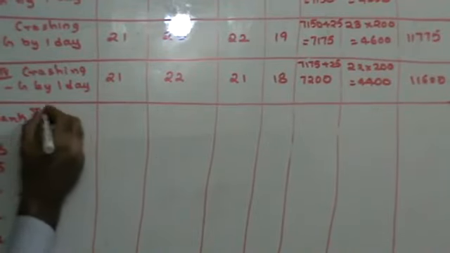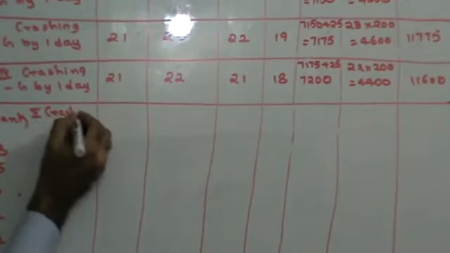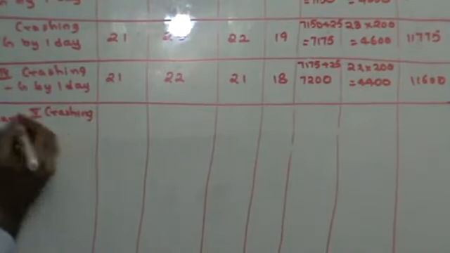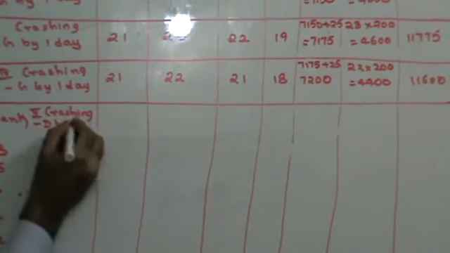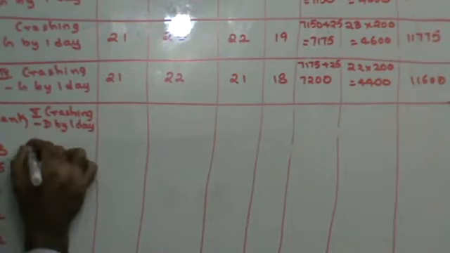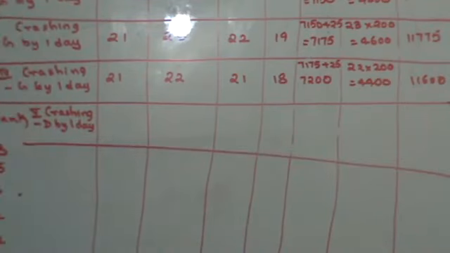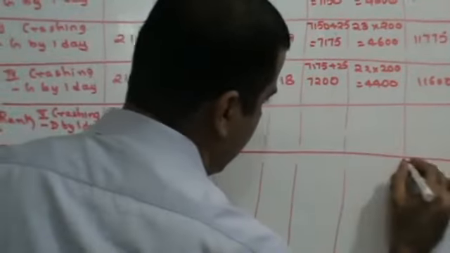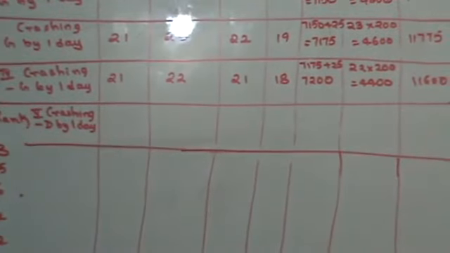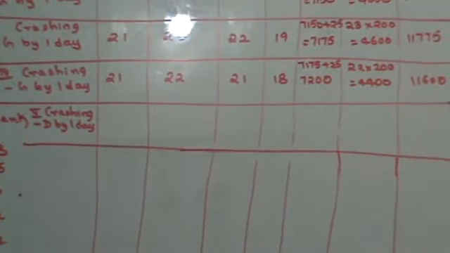Fifth crashing. I'm going to do D. Now D can be crashed by 2 days. So first I'll do D by 1 day. You're going to be crashing only the critical path. Wherever there is D, I'll have to reduce that by 1 day.